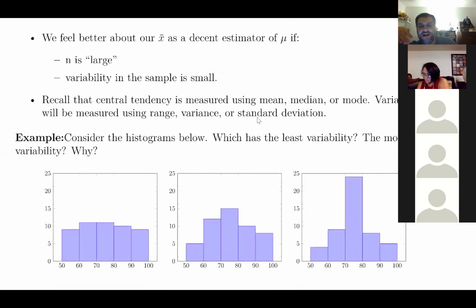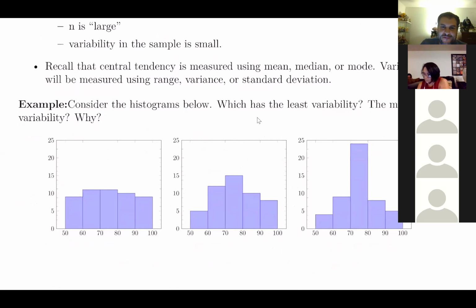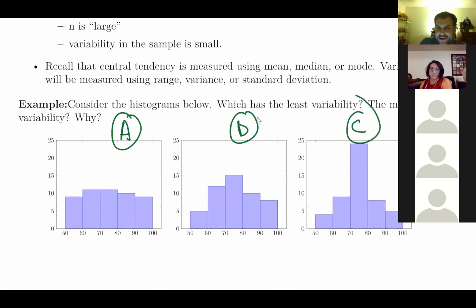We're going to look at this histogram, and we're going to do a poll again. You're going to tell me which of the three has the lowest variability. So let me go ahead and do the poll. Select the correct one. Tell me, of the three histograms, which one do you think has the lowest variability? Remember, lowest variability means it has a high concentration.